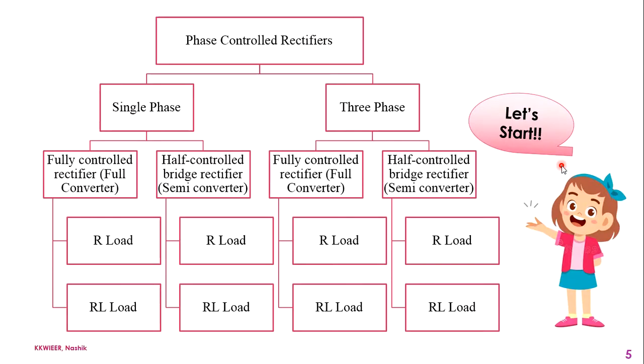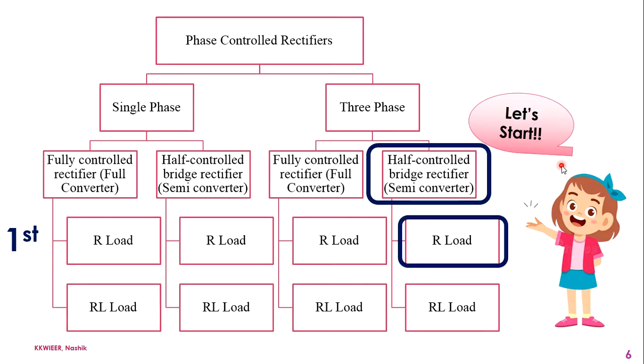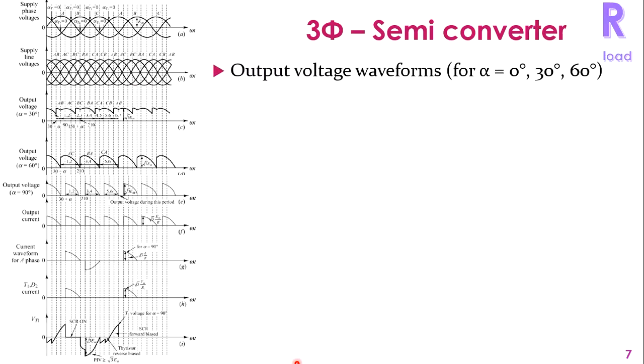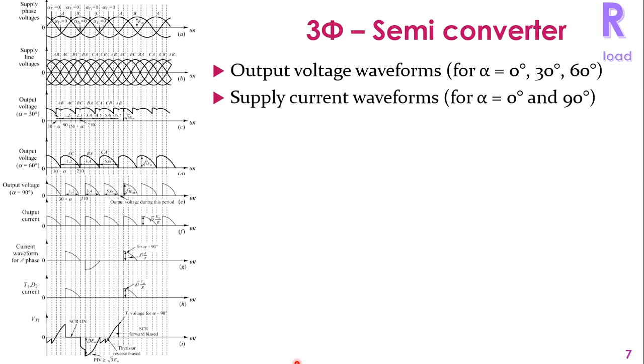So in this session we are going to study the three-phase half controlled, that is semi-converter, with a resistive load. So let's have a look. In these waveforms, the output voltage waveforms are shown for alpha equal to 0 degree, 30 degree and 60 degree. Supply current waveforms are shown for alpha equal to 0 degree and 90 degree. Then device current waveforms are shown for alpha equal to 90 degree.